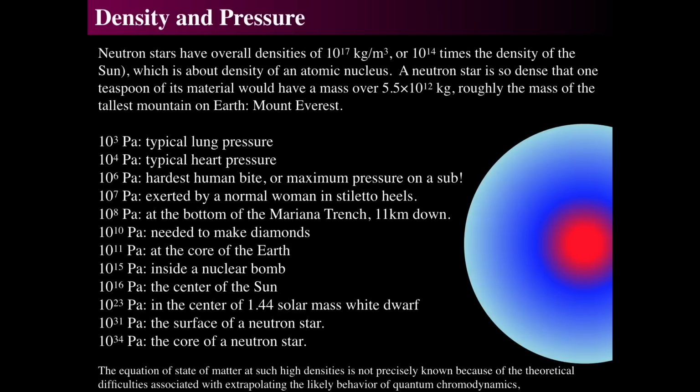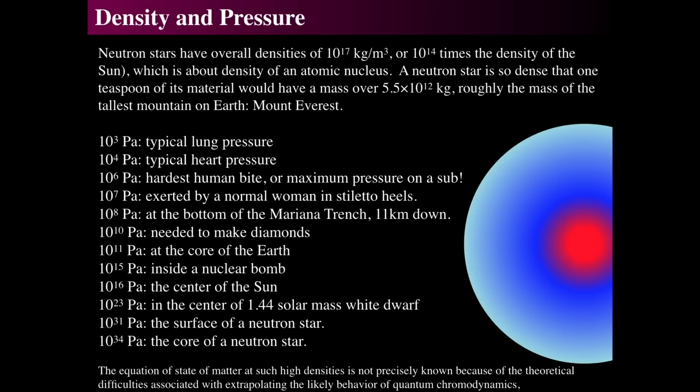10 billion pascals are needed to make diamonds, only 1,000 times more than what is made by women walking in stiletto heels. Fascinating. The pressure of a nuclear bomb is 10 to the 15th pascal, which is 10,000 times what it is at the center of the Earth. 10 times greater than a nuclear bomb is the center of the sun. Well, now we're getting up to insane numbers.